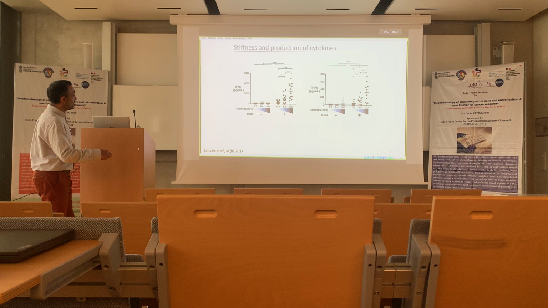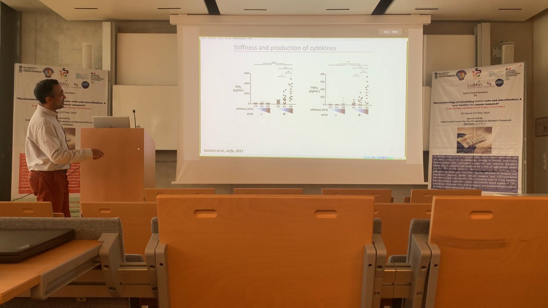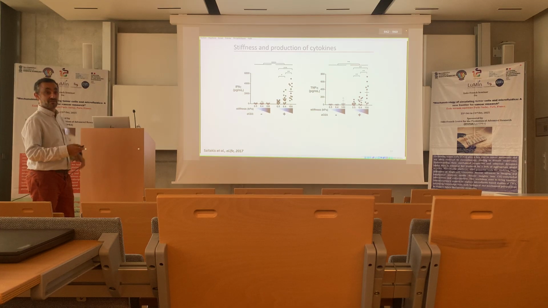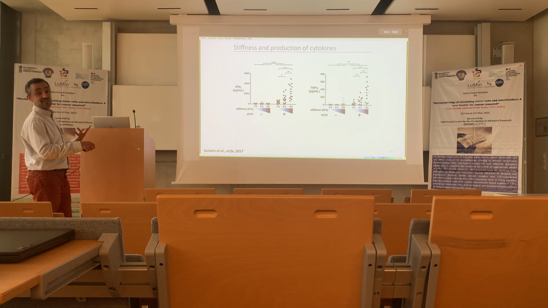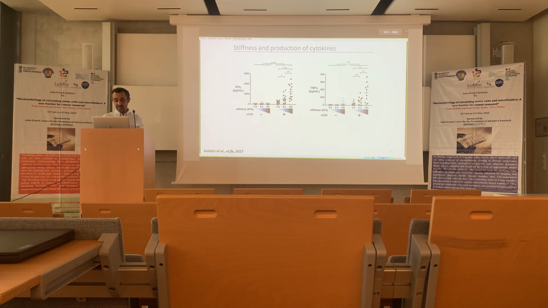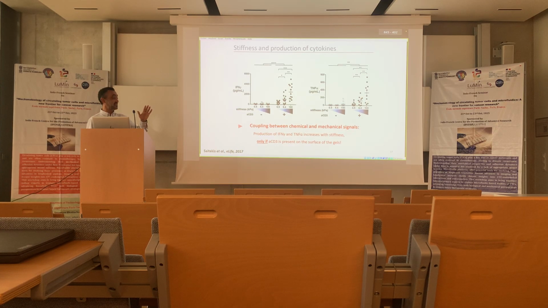And what you can see here, in each case, plus or minus, you have these values of the stiffness of the gels, from soft to stiff. If you don't have specific interaction on the surface, you don't have any effect of stiffness. But once you introduce this specific interaction, then you have a differential cytokine production. So you have a sensitivity. What that tells us is that coupling between chemical and mechanical signal is important for activation of T cells.